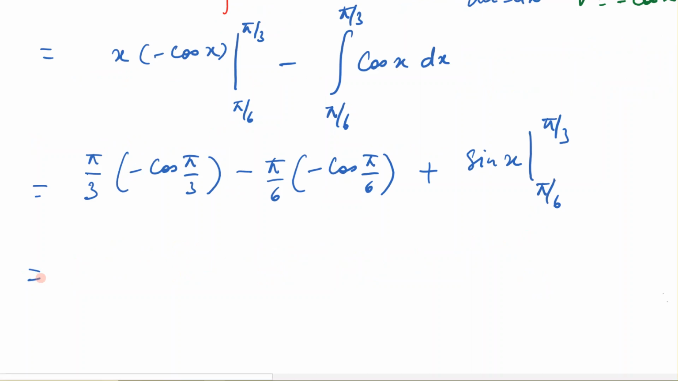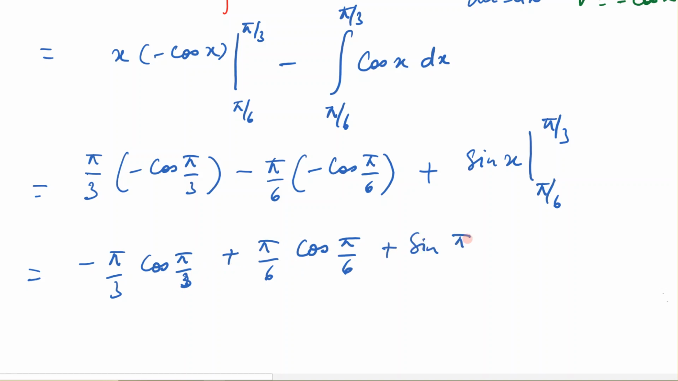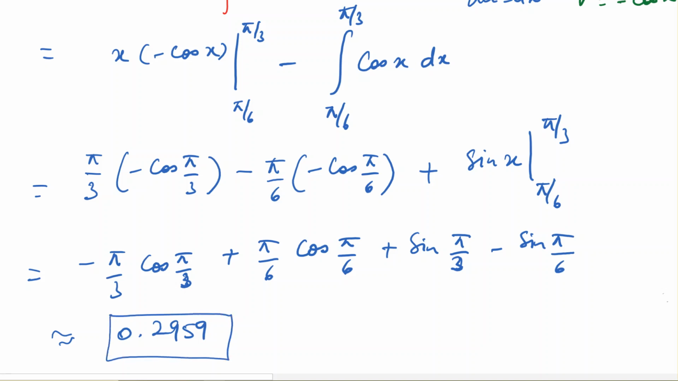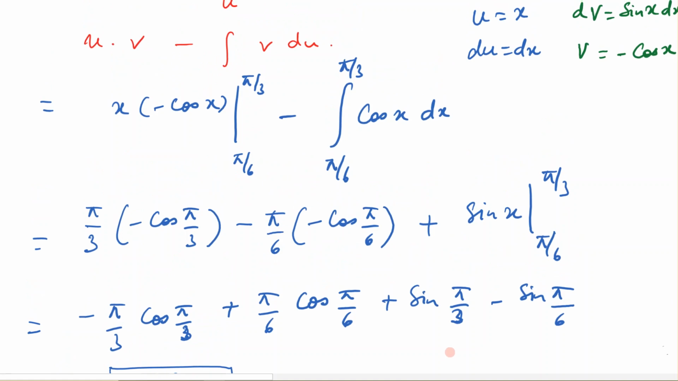So we get negative pi over 3 cosine pi over 3 plus pi over 6 cosine pi over 6 plus sine pi over 3, upper limit minus lower limit. And overall we get 0.2959 in the end. So that is how we evaluate a definite integral and integration by parts together.